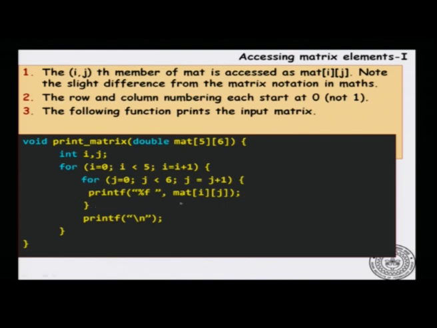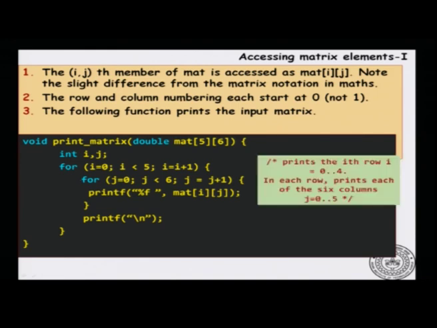So, here is the loop to print the columns of a row. Once you are finished with a row, you would print a new line, because then you can start at the beginning of the next line for the next row. So, here is the loop. What the loop does is print the ith row, row starting from 0 and ending in 4, and for each row print each of the 6 columns 0 through 5.